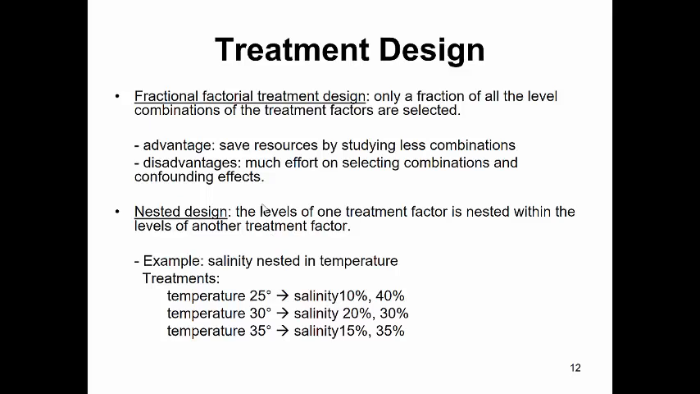So if you think about it, a nested factor means that maybe with a temperature of 25 degrees, the only salinity that's available at 25 degrees is 10 and 40. So you'll notice that this 40% salinity, there's no way that it can be crossed with the 30-degree temperature. For that case, again, one treatment is nested within another treatment. Okay, so levels of this treatment are nested within the levels of this treatment.